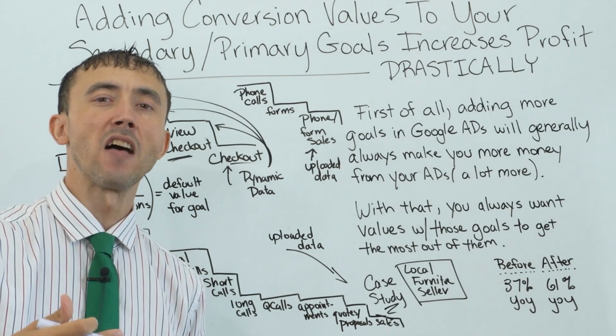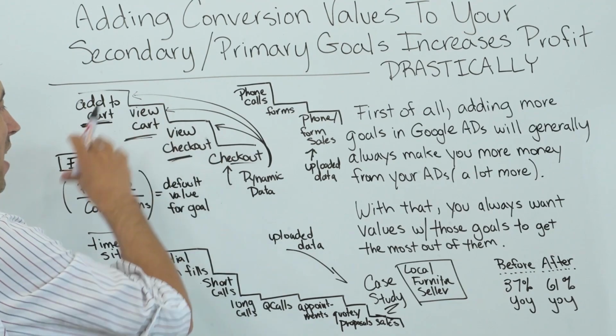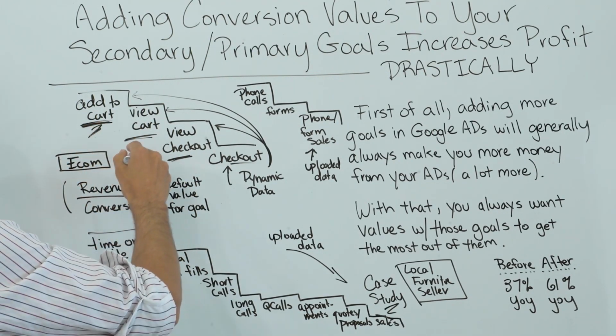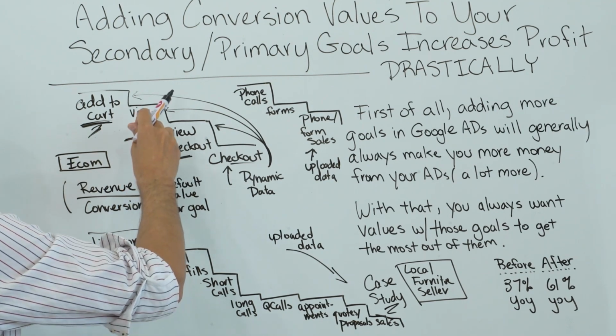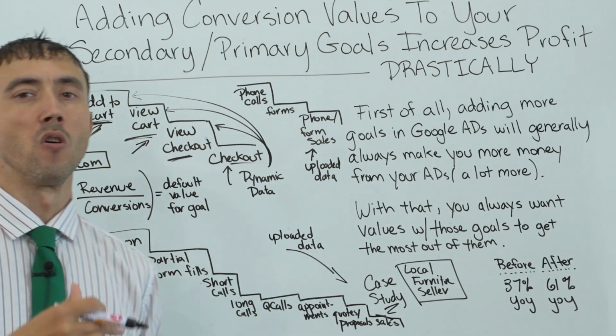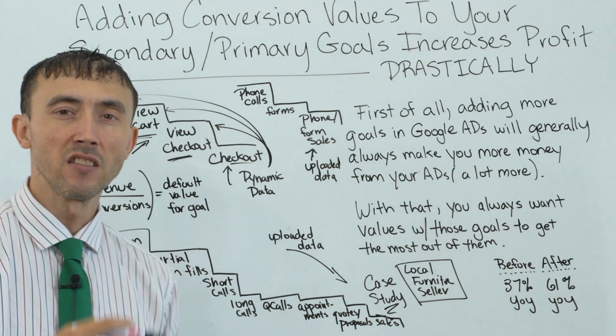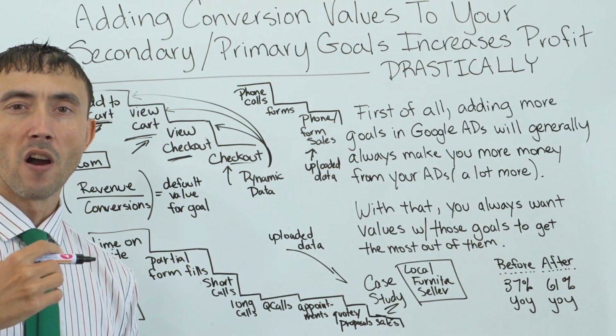Now, here's where the value comes in. Whatever they added to the cart, that's going to be your value for the add to cart goal. Whatever they added to the cart, that's going to be the value for your view cart goal, and so forth. So this is dynamically generated.